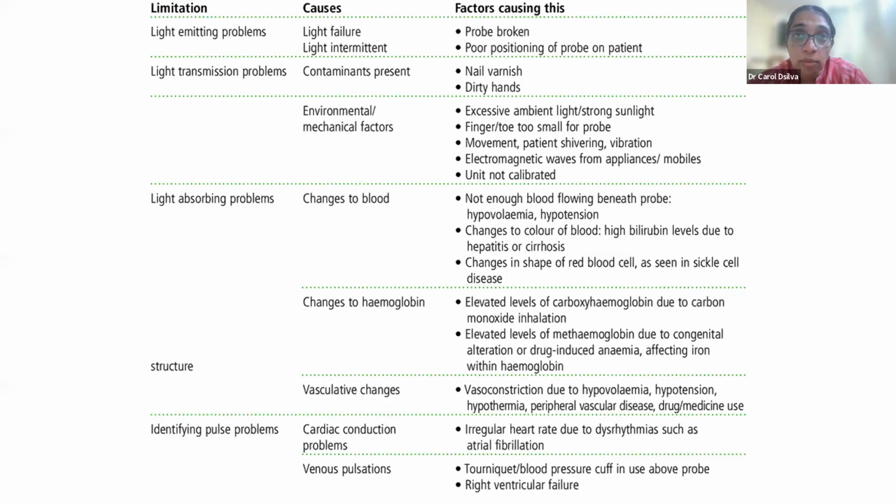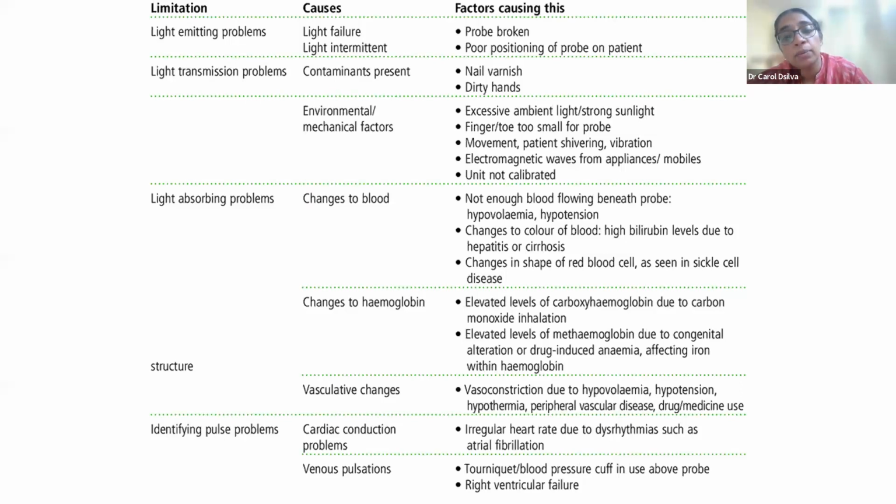The hemoglobin should be normal. If it's an altered or abnormal type of hemoglobin, you may get false normal or false high values. Like in methemoglobin, you will get a fixed value of 85%. So that should usually give you a clue. If the patient is hypoxemic and your saturations are stuck at 85%, you should think that probably the patient might be having methemoglobin in their bloodstream.